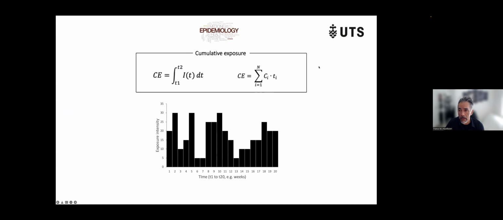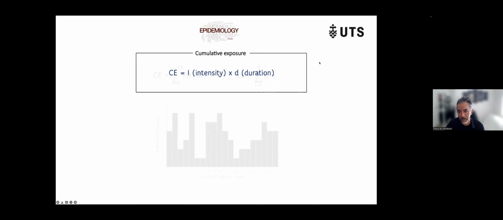The reason why I'm showing you this is, first, this way to calculate the cumulative exposure has been used for decades in epidemiology. And we can simplify cumulative exposure as intensity per duration. This is a typical formula that you can read in some old books or even recent books in epidemiology. You can measure the intensity with RPE, and you obtain the session RPE because you multiply by duration.